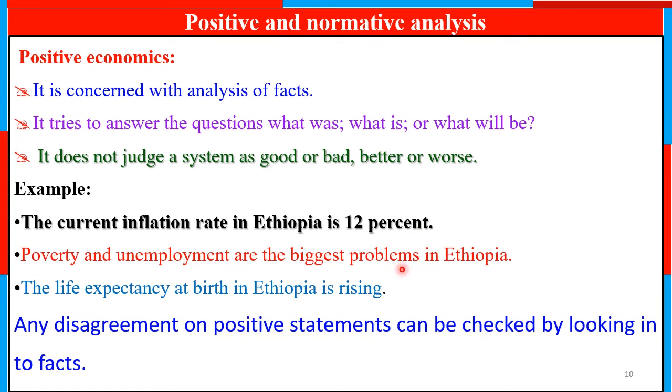Poverty and unemployment are the biggest problem in Ethiopia. Again, this is fact. What the world already knows. The life expectancy at birth in Ethiopia is rising. Yes, it is true. When you search for the information online, this is fact. Therefore, those are examples of positive economics, which is based on what? Facts or truth. Any disagreement on the positive statement can be checked by looking at facts. If there is a disagreement on the positive statement, we must base it on the facts, whether it is fact or not.